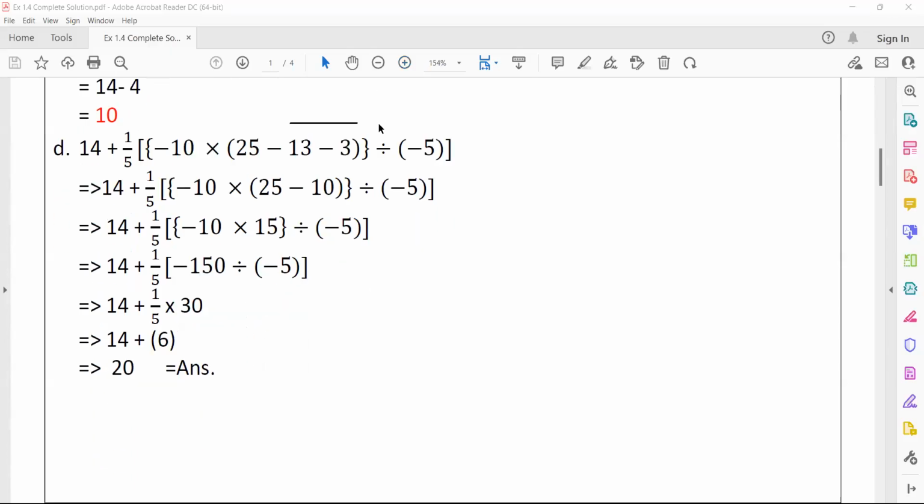Look at this. This is exercise 1.4, and look at this question number 14. The D part says 14 plus 1 by 5 under the square bracket, it is written as minus 10 into 25 minus 13 minus 3 divided by minus 5. And look at this, there is a line bracket given above this 13 minus 3. So you know that, my dear students, according to the BODMAS rule, you have to solve this question by the BODMAS rule.